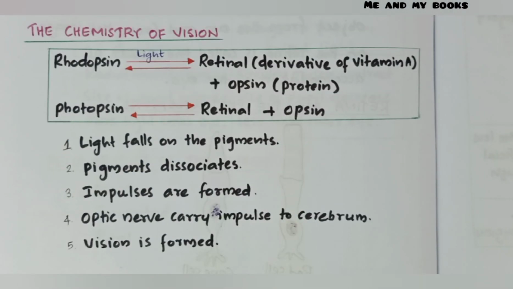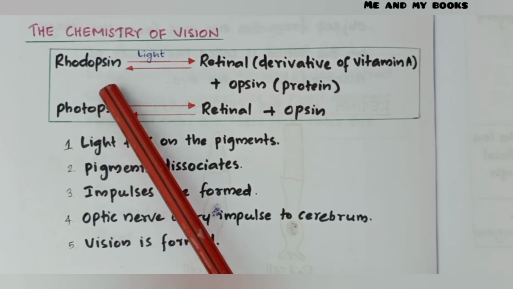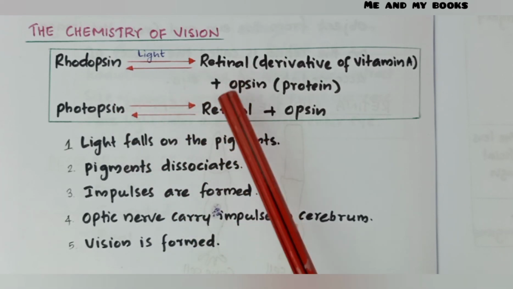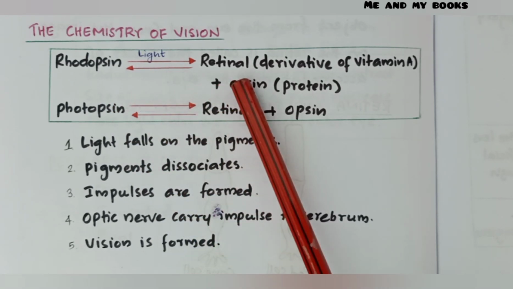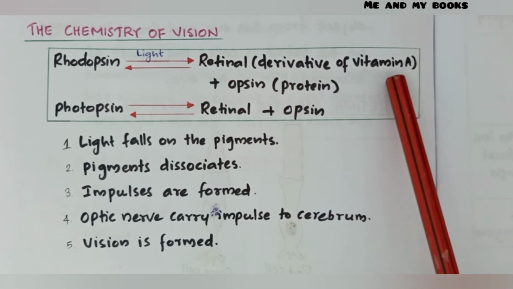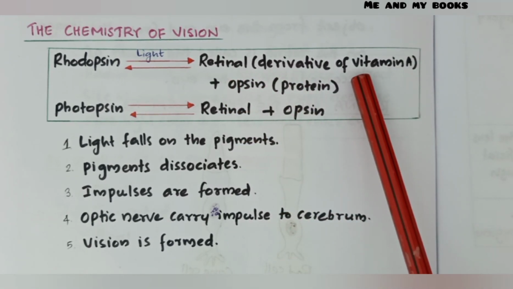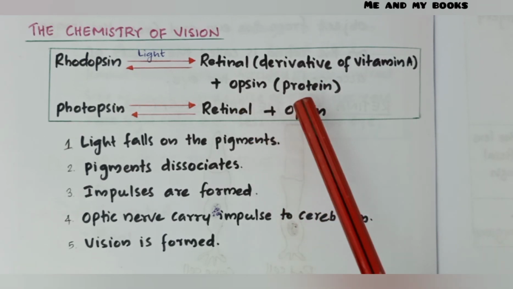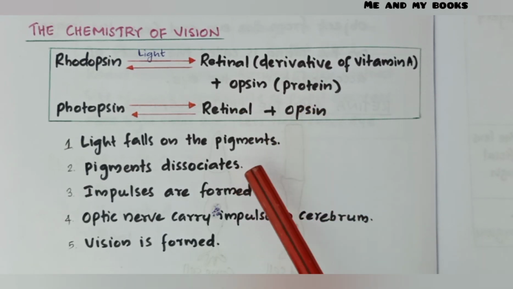Next one, the chemistry of vision. That is, we have seen that light moves through cornea and finally falls on the yellow spot. From there what happens? So the yellow spot has rhodopsin and photopsin. Both these are made up of retinal and opsin. Retinal is the derivative of vitamin A and opsin is a protein.